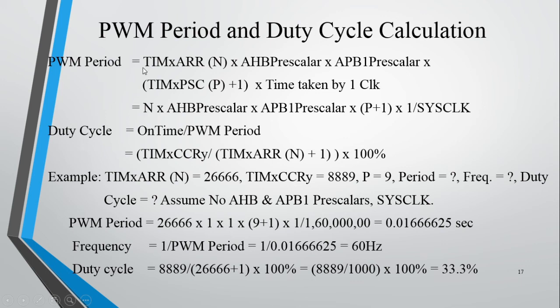So by configuring TIM ARR and CCR, you are configuring the time period and the duty cycle of a PWM, right? By calculating, this value should be given to ARR and this value should be given to CCR in order to generate a 60 Hertz PWM with the 33.3 duty cycle.